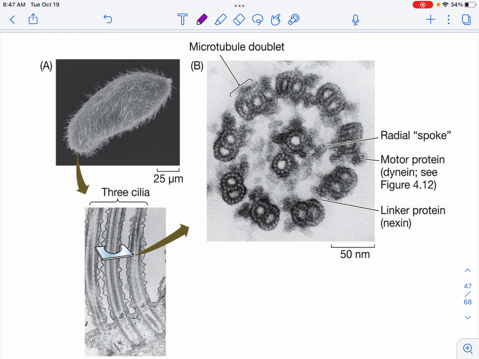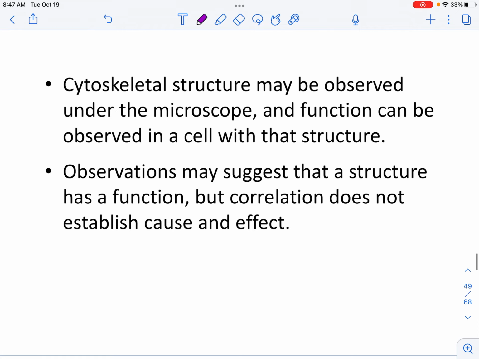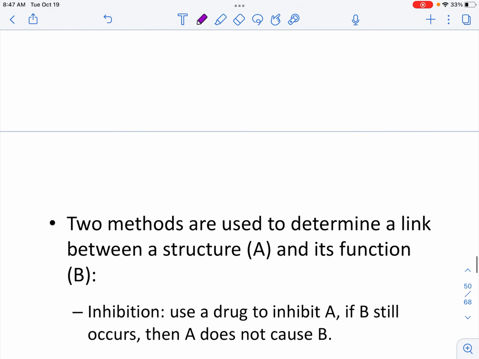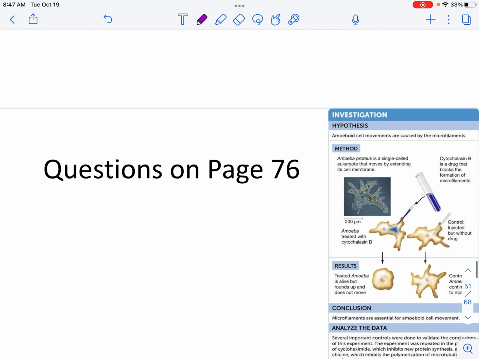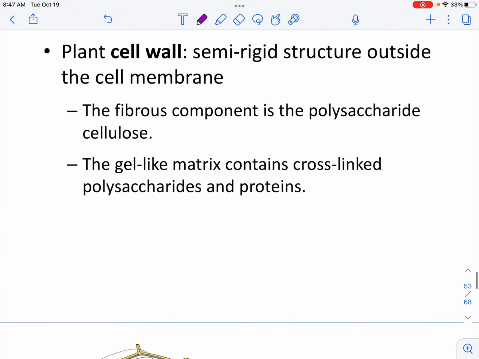So here's cilia. They have like the radial spoke and then the proteins around it. They kind of move in an oar-like motion. There's many videos you can watch. And so there's many different ways to understand how cell structures are created.